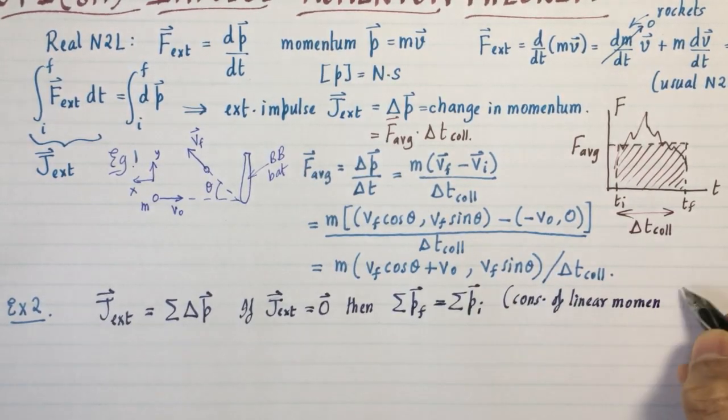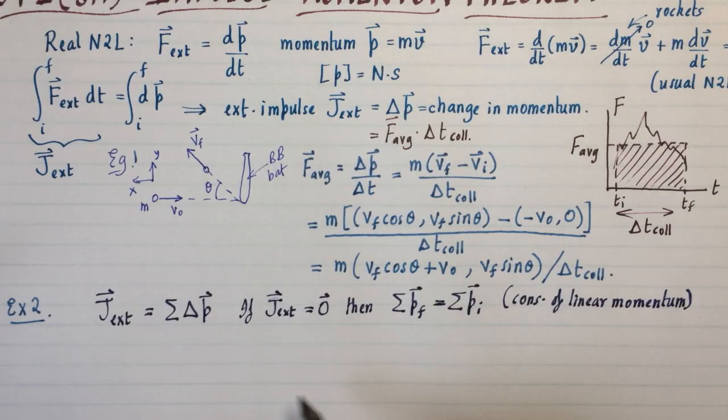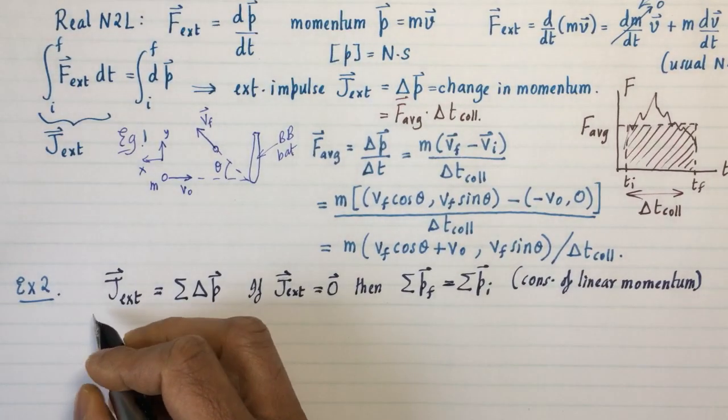So we have learned two conservation laws so far, the conservation of total mechanical energy and the conservation of linear momentum. Later on, we'll learn about the conservation of angular momentum. Let's take a simple example of this problem. So example 2 is really this.